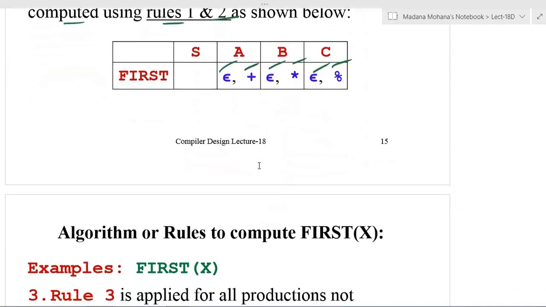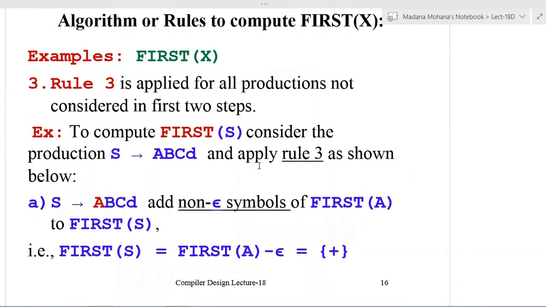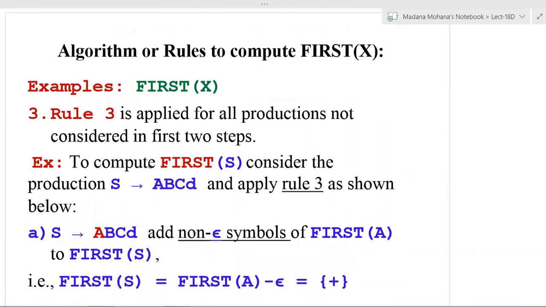Then for S productions, now we'll apply rule 3. To compute first of S, we have to consider the productions S derives variable A, variable B, variable C, terminal D, and apply rule 3 as shown below. Now you can see in the right hand side, first variable A you can check. So S derives variable A, then variable B, variable C, terminal D.